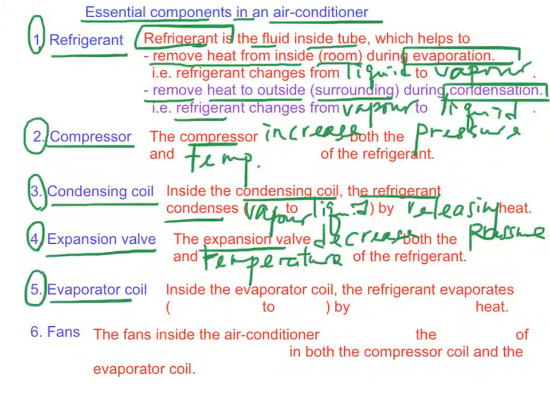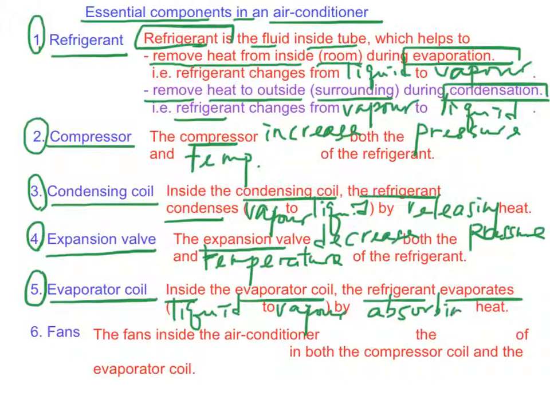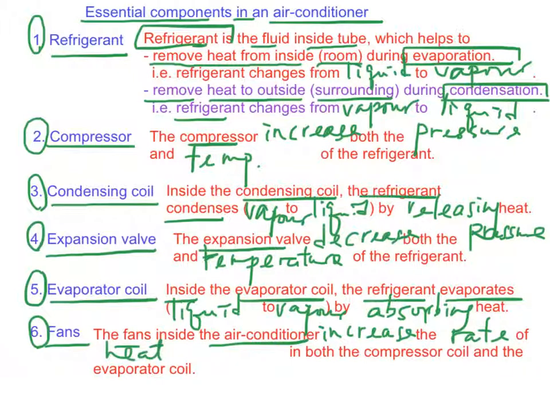The fifth essential component is the evaporator coil. Inside the evaporator coil, the refrigerants evaporate, changing from liquid state to vapor state by absorbing heat. The last essential component is two fans. The fans inside the air conditioner help to increase the rate of heat exchange in both the condenser coil and the evaporator coil.